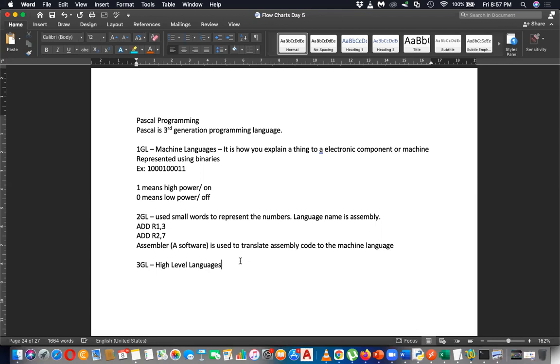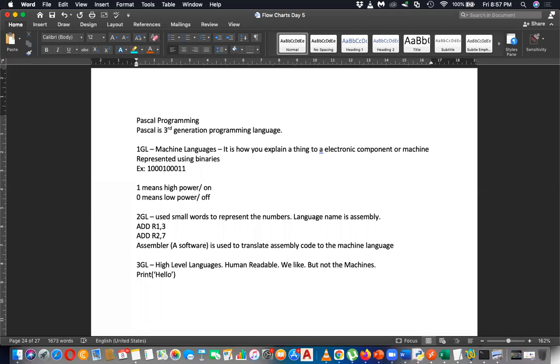Third generation, high-level languages, those are human readable. We like them, but not the machines. Why? So it is human readable. Something like this, print hello.